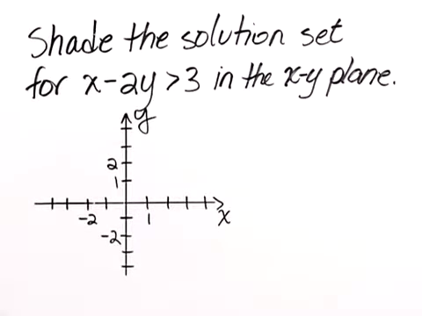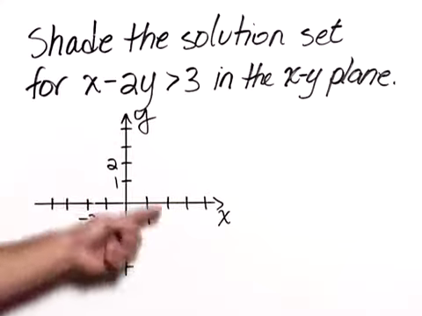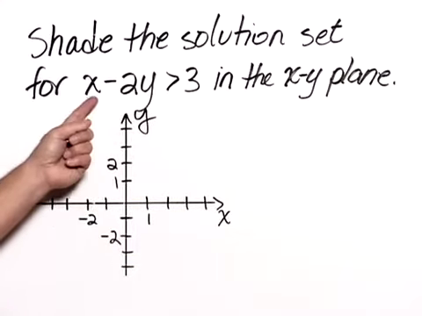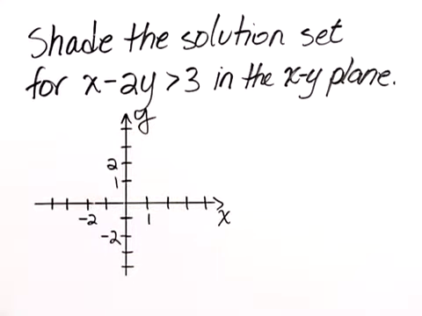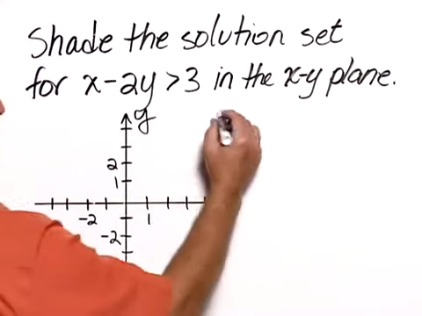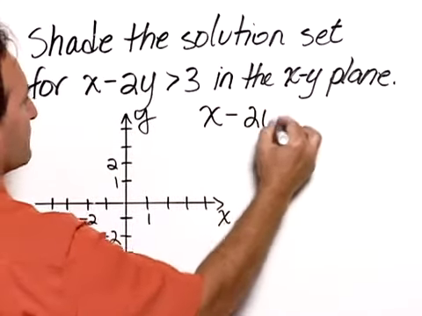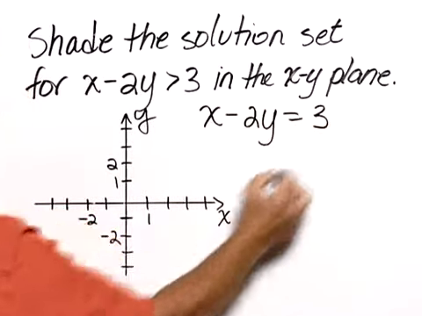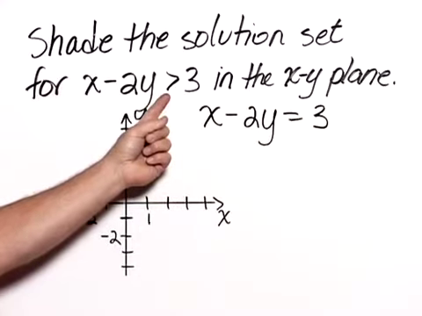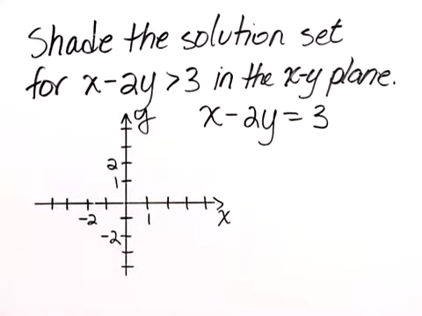Shade the solution set for x minus 2y is greater than 3 in the xy plane. So here we have the xy plane. First object is to draw the boundary line, and the boundary line is represented by x minus 2y equals 3. The boundary line will be dashed because the inequality does not have an equality part of it.